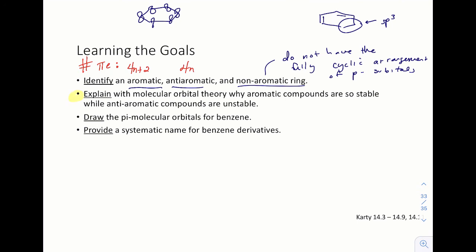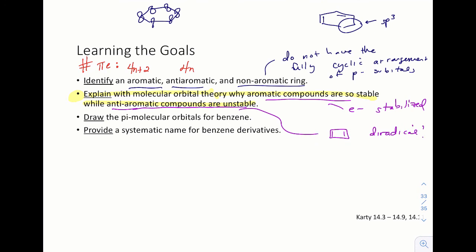Be sure that you can explain with molecular orbital theory why aromatic compounds are so stable and anti-aromatic compounds are unstable. You can use Frost circles to draw the relative energies of orbitals really for any ring size. Put the electrons in, and for aromatic compounds, the electrons were stabilized. They were in those low energy bonding orbitals. And we only looked at the MO diagram for one anti-aromatic compound, cyclobutadiene, but we saw it was a diradical. And that's not evident from the Lewis structure, right? It's only evident when we apply molecular orbital theory.